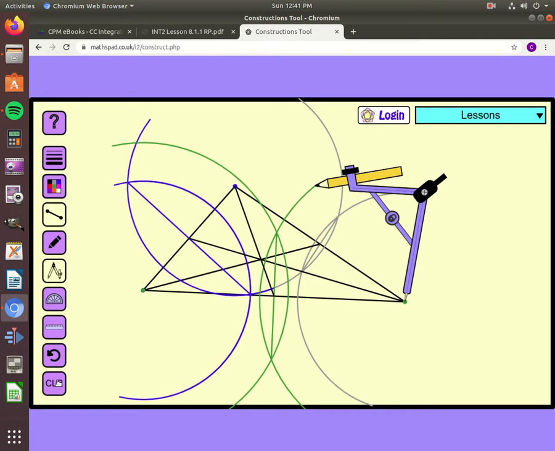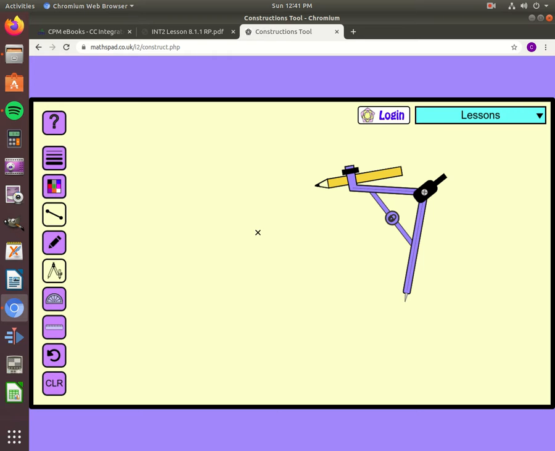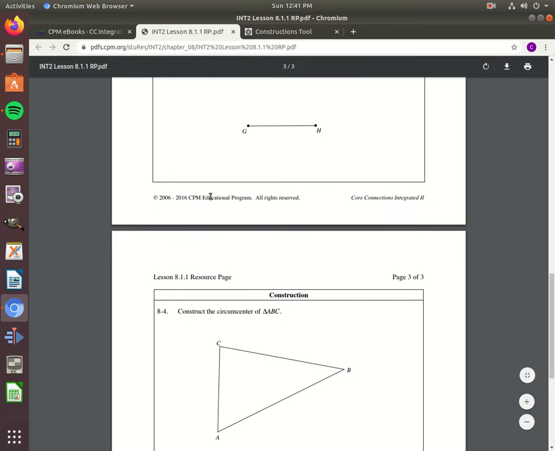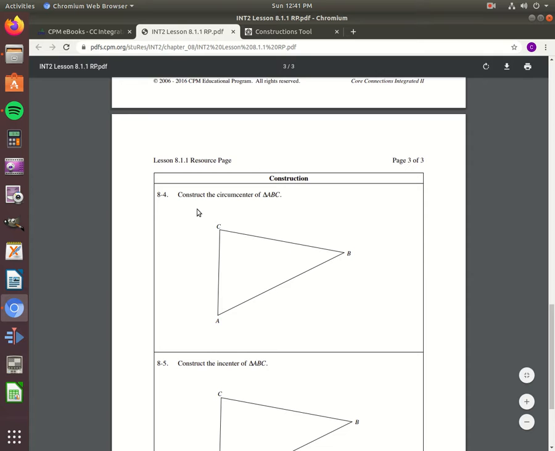So that is one of the things we're looking at. You definitely need to know what a centroid is. You need to know what a median is, all that good stuff. So make sure you're keeping track of this. Now we will jump down to 8.4.